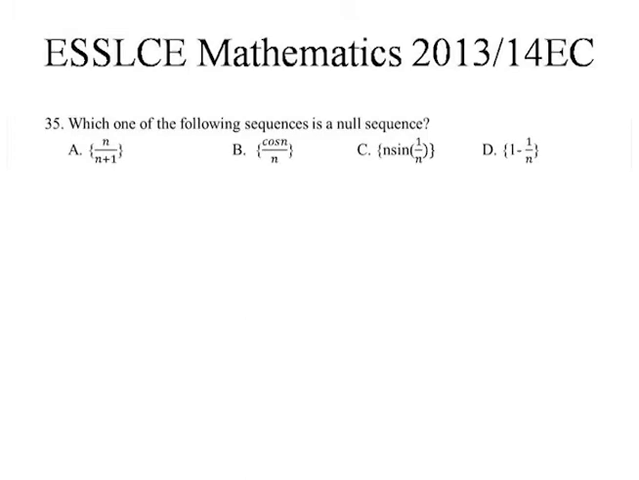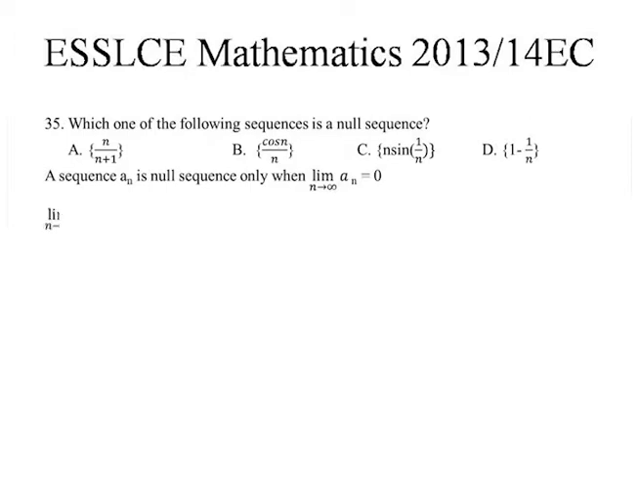Which of the following sequences is a null sequence? A sequence a sub n is a null sequence only when the limit of a sub n as n approaches infinity is equal to 0. So let's check the limits of each of the given sequences.